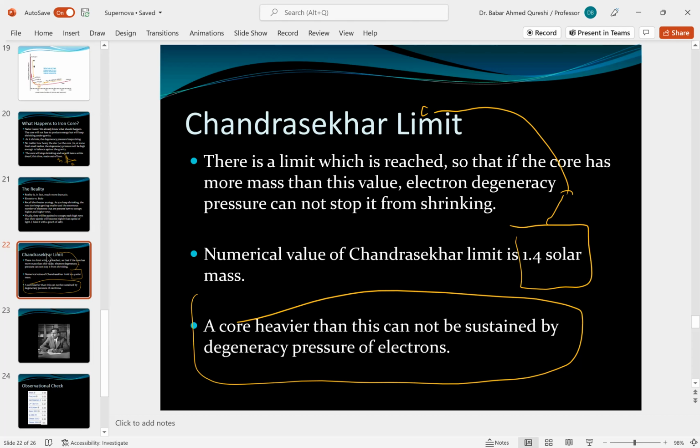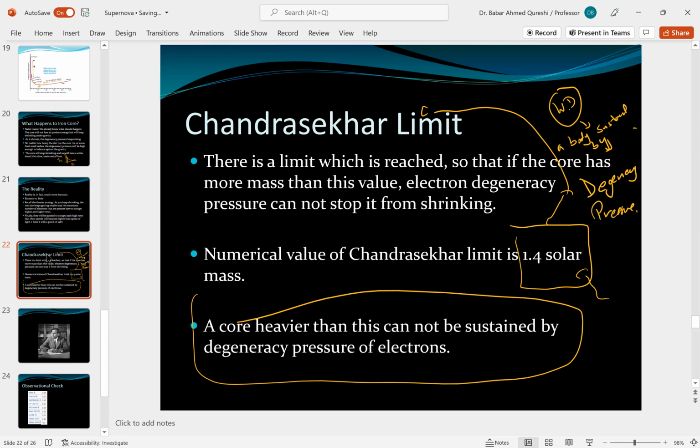So that means if I have a white dwarf, what's a white dwarf? A white dwarf is just a body which is sustained by degeneracy pressure. Chandrasekhar tells you that no body can be sustained by degeneracy pressure which is heavier than 1.4 solar masses.